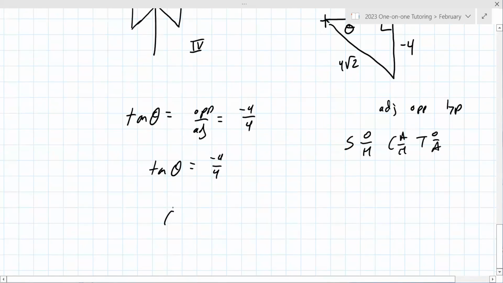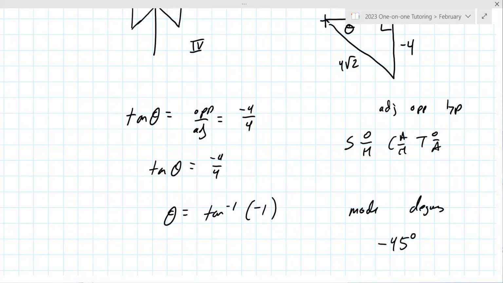Now, are you allowed to use a calculator for this? Yes. Okay, so tan inverse of -1. Make sure your mode is in degrees. And now your calculator will give you -45 degrees instead of 315. There's a reason for that. That's probably not relevant right now, but you'll see that again in trigonometry.